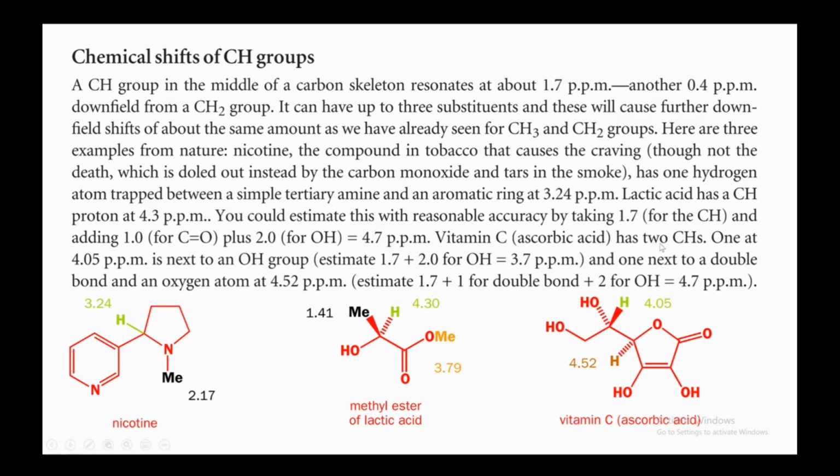Vitamin C, ascorbic acid, has 2 CHs. One at 4.05 ppm is next to an OH group, and one next to a double bond and an oxygen atom at 4.52. So this one is 4.52 and this one is at 4.04 ppm. As you can see from this slide, the ppm value shifts towards the downfield, to higher values, when it is in between electron withdrawing groups.